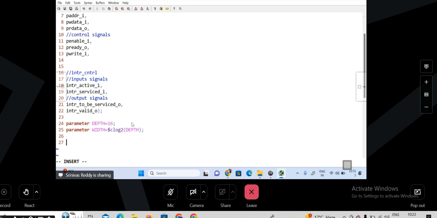Width minus 1 colon to 0. Shall I write priority underscore reg? Is it fine? Priority underscore reg of what it is? Depth, right? Depth minus 1 down to 0.